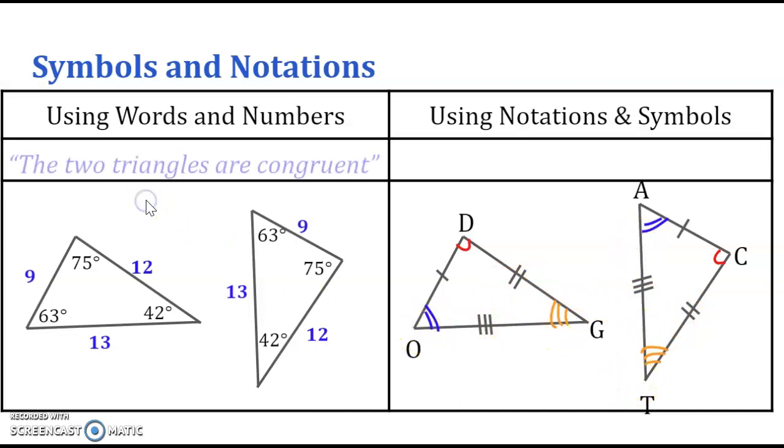Okay, and we can say in words that these two triangles are congruent, or we can write that triangle DOG is congruent to triangle CAT.